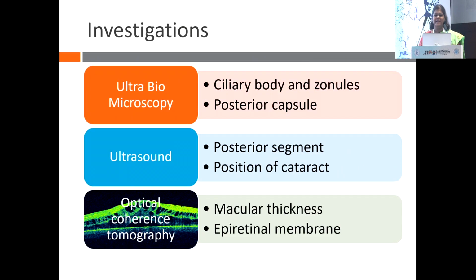Coming to investigation, apart from your routine investigations like A scan, these patients may need additional investigation. For example, UBM to look at the ciliary body, zonules and posterior capsule. For example, if a patient had an intravitreal injection in the past and maybe a lens stitch, in these cases you would like to do a UBM to see the posterior capsular status before taking him for surgery. And again, ultrasound will help to look at the posterior segment if the cataract is very dense, and OCT will help to look at the macular thickness, edema, and epiretinal membrane before posting these patients for surgery.